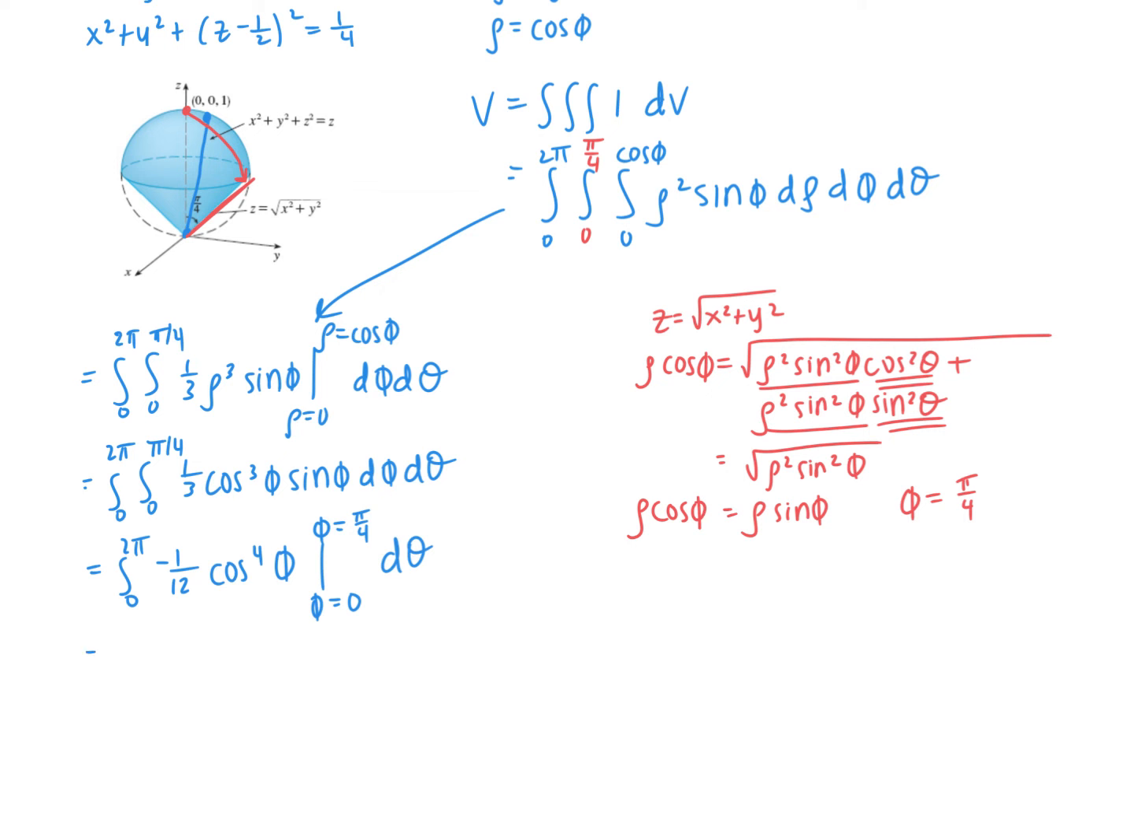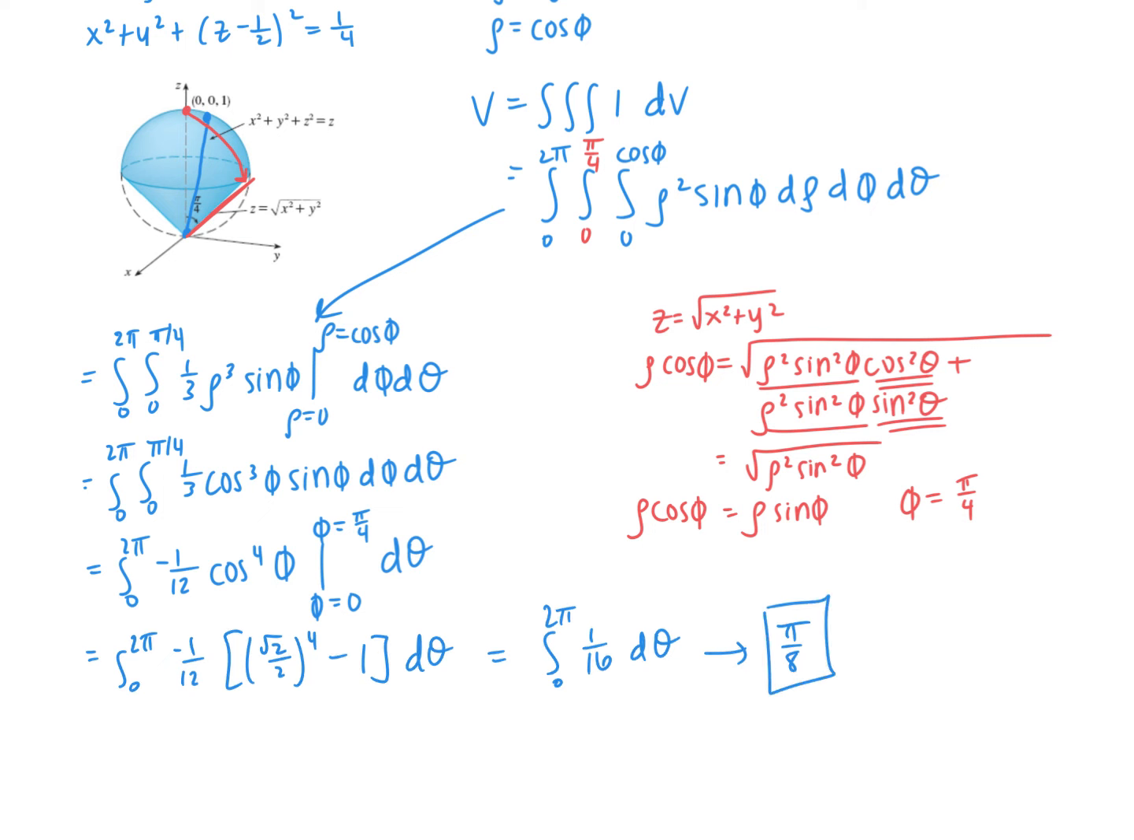Okay, so then this will give us negative 1/12. Cosine of pi over 4 is root 2 over 2. Cosine of 0 is 1. I'm just going to go horizontally because I ran out of room. If you trust me on that calculation, that's 1 over 16. So then our final answer ends up being pi over 8. And remember that that is the volume of the ice cream cone.